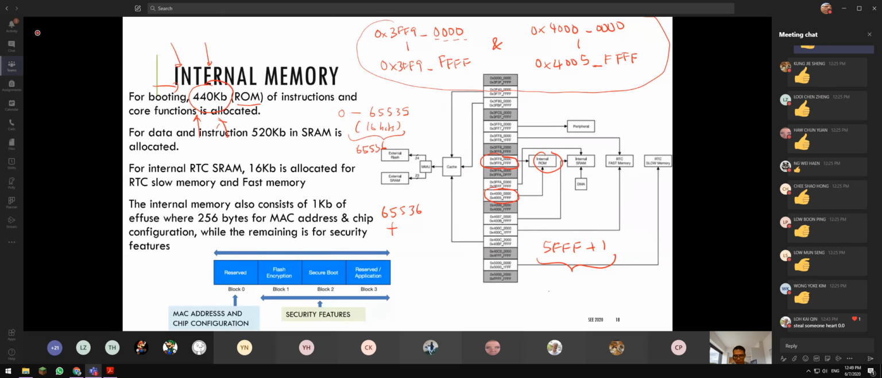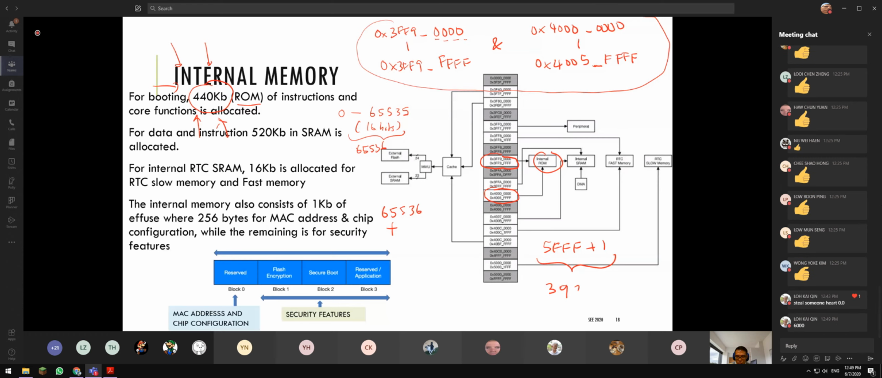Okay, let's punch it in. Based on my calculation, this should be 393216. So therefore, 65536 plus 393216 is equivalent to 458752 locations. Okay, 458,752 locations.